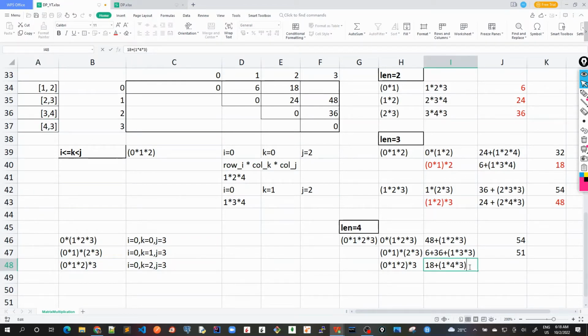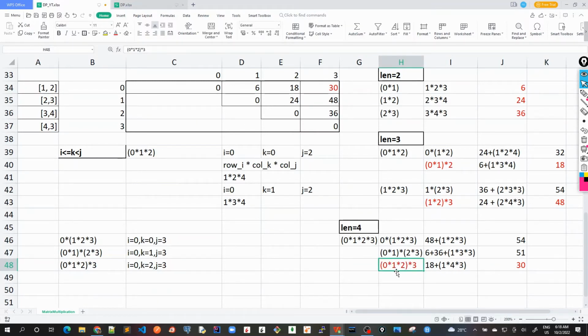And if I calculate this, 18 plus 12 is 30. Now 30 is the minimum of these three. So it means that this is our final solution. We write 30 here.